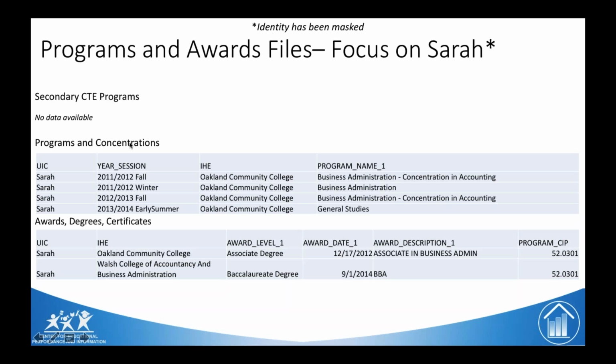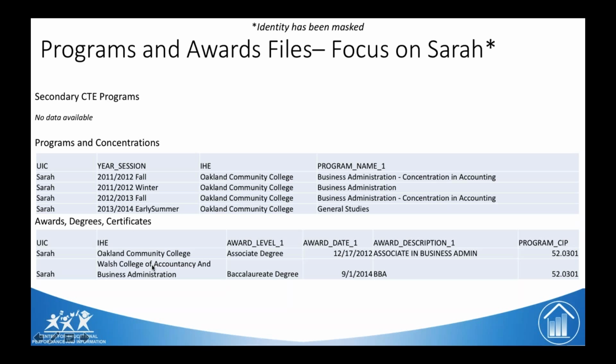But the rest of her program and concentration information, we are getting. We can get that data from both STAR and NSC, but it's not required in the National Student Clearinghouse. It's required in STAR. So Walsh didn't elect to send data, but Oakland Community College had to, and it's what we're seeing. We're seeing that she was focused on business and accounting, which makes sense with her coursework. It also makes sense all the way back to her state assessments, where she excelled and met state benchmarks in math.